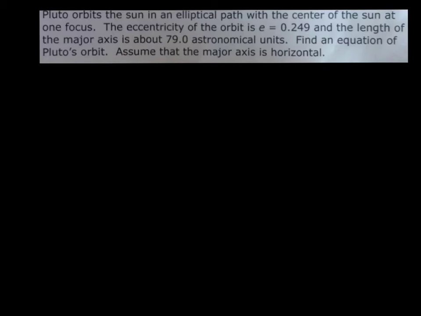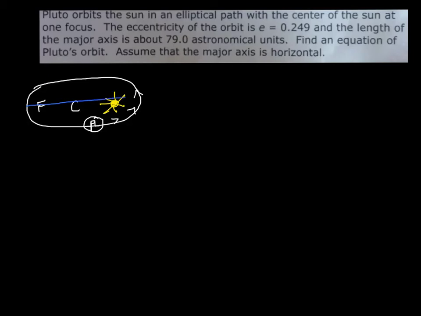And the last example is Pluto orbits the Sun in an elliptical path with the center of the Sun at one focus. I'd like you to pause right now and draw that picture. So here it is. This is Pluto orbiting around the Sun. And the Sun is at one focus. So my center is here in the middle, and my other focus is on the left. The eccentricity of the orbit is 0.249, and the length of the major axis is about 79. So I know that from here to here is 79.